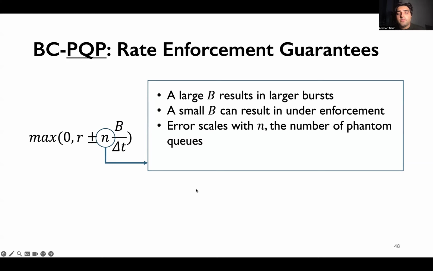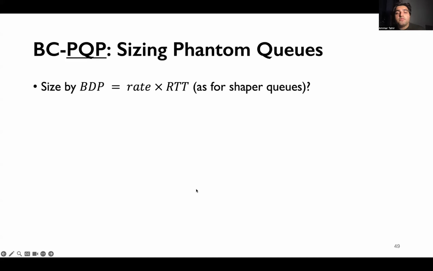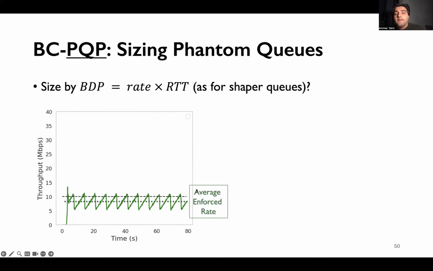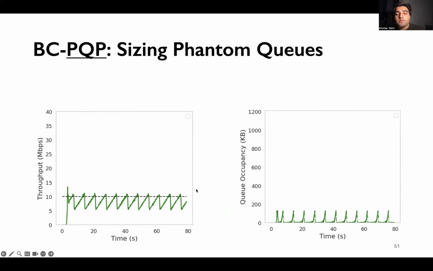So how should we size them? Should we size them by the BDP rule, where BDP is bandwidth delay product, as this BDP rule is used for shaper queues? Let's see how that works for a Reno flow when we try to enforce 10 Mbps. We see familiar sawtooths of Reno, and once we average out these sawtooths, we find that we're under-enforcing the rate. If we look at the phantom queue occupancy over time, we find that phantom queue occupancy is going to zero quite often. So what is happening here?